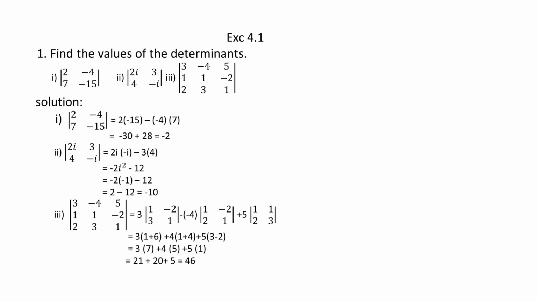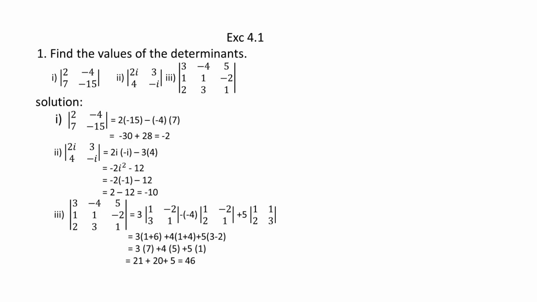Again we will apply the expansion formula, that is a multiplied by d. Here a is 2i and d is minus i. So when we multiply 2i with minus i, it becomes minus 2i squared. Similarly, the formula has minus bc. Here b is 3 and c is 4, so it is minus 3 multiplied by 4. So the value becomes minus 2i squared minus 12.